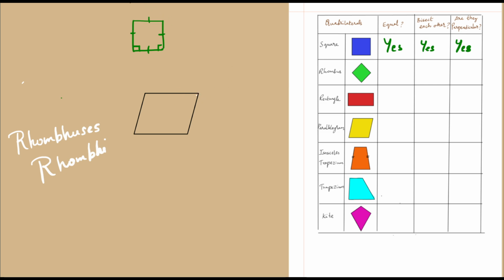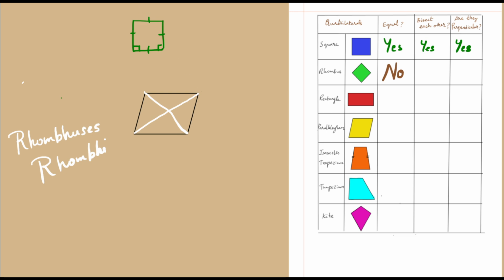So I'll have to write a big no here. Are the diagonals of the rhombus equal to one another? No, they aren't. So now the second question, do they bisect each other? So let me draw the diagonals again.